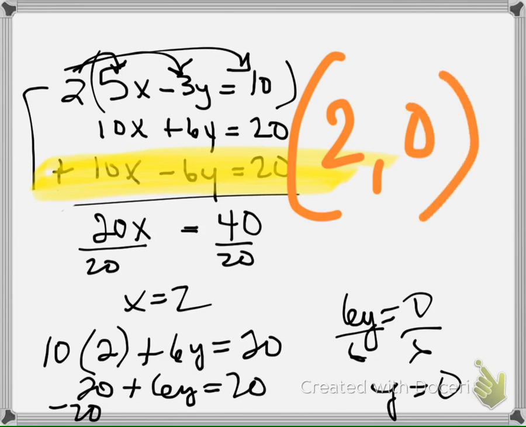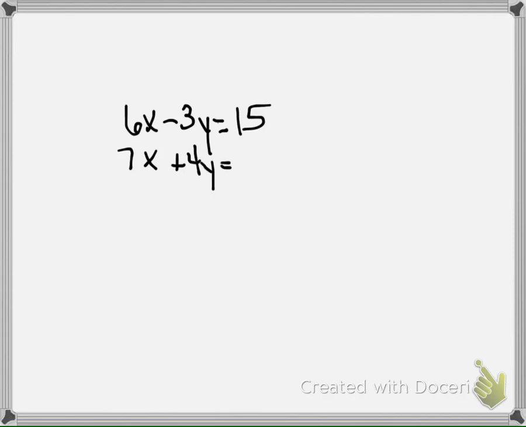One more. I'm going to write this one down. If you didn't write this one down, then I'd have to. 6x minus 3y equals 15. And this one is 7x plus 4y equals 10.